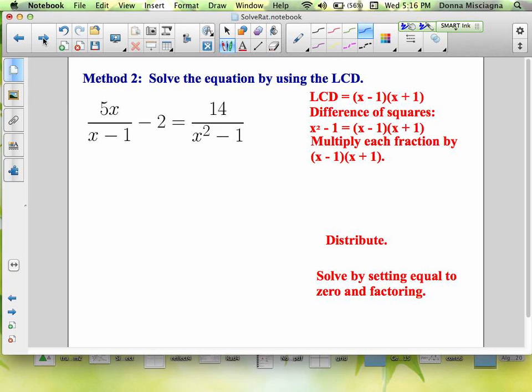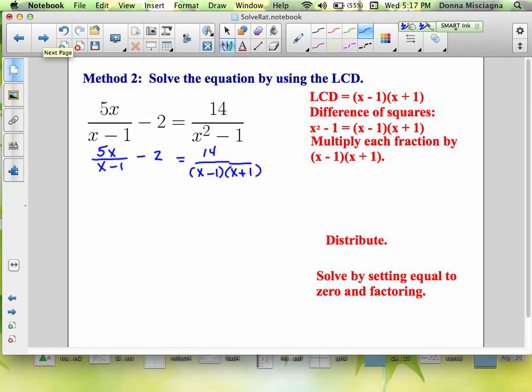So first we're going to find our least common denominator. This is an easy factor because this is a difference of squares. So there's nothing you can do to factor the 5x or the x minus 1. Right? Nothing you can do with the 2. But the x squared minus 1 could be factored to square root minus square root plus square root. Right? So x minus 1 times x plus 1.